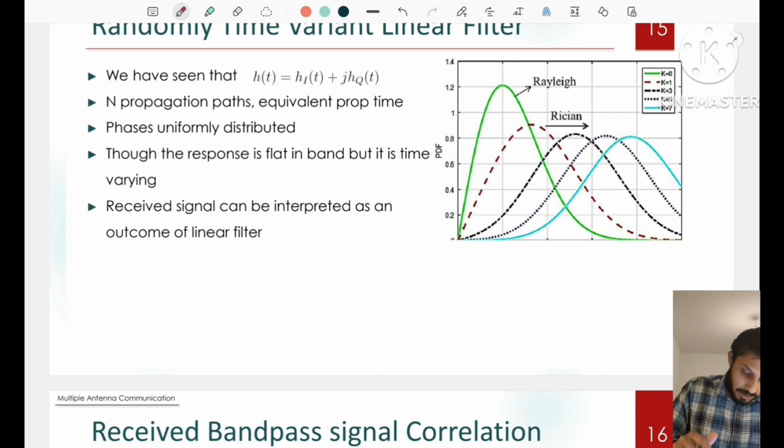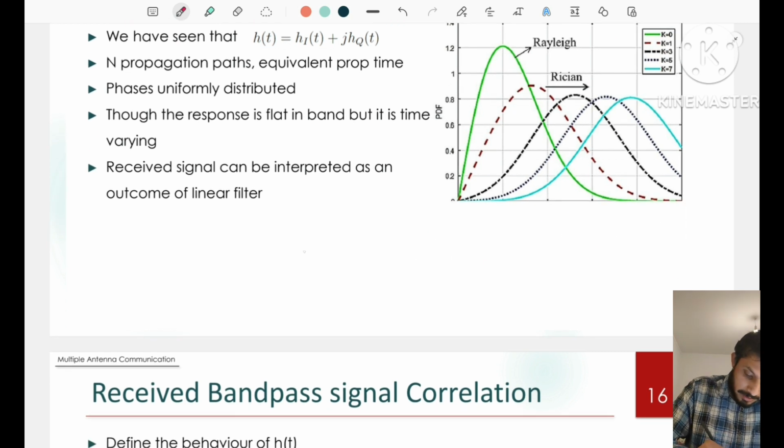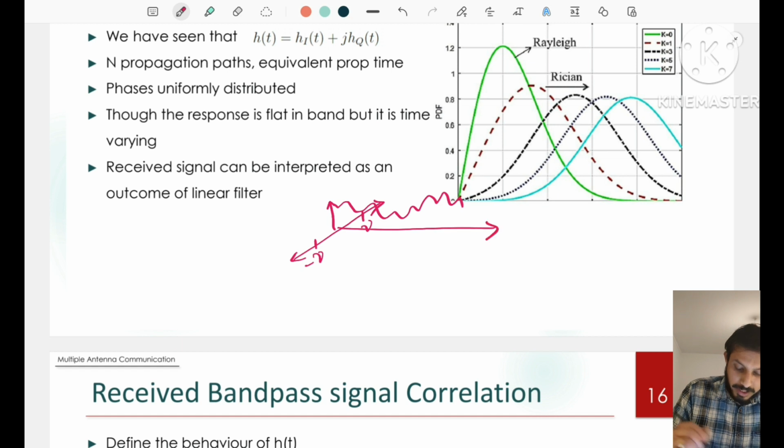Even though in flat fading we saw that the response is flat in a band of frequency, it is time varying. It is varying with time. So we have a property: time variant.